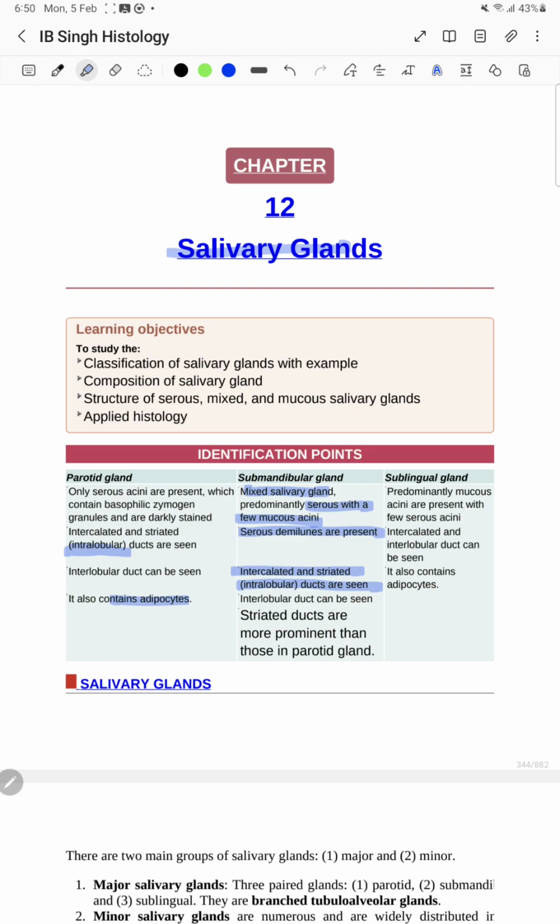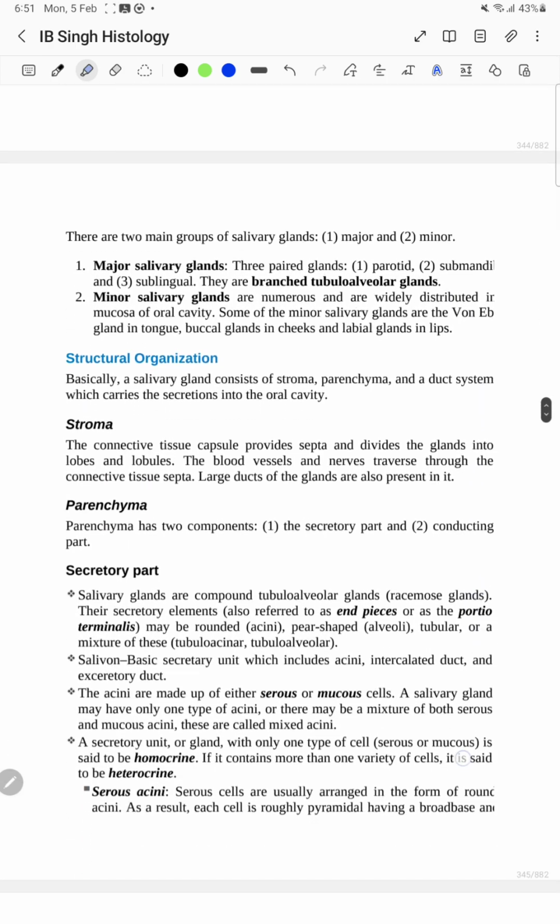Sublingual gland. Predominantly mucous acini are present with few serous acini. Intercalated and interlobular duct can be seen. It also contains adipocytes.